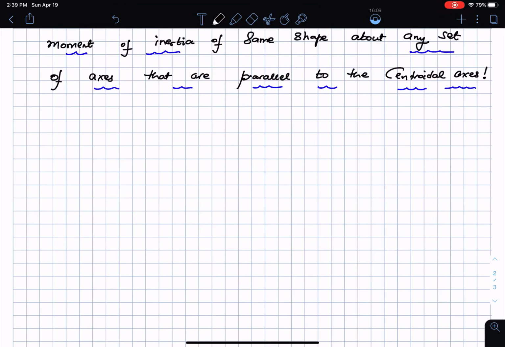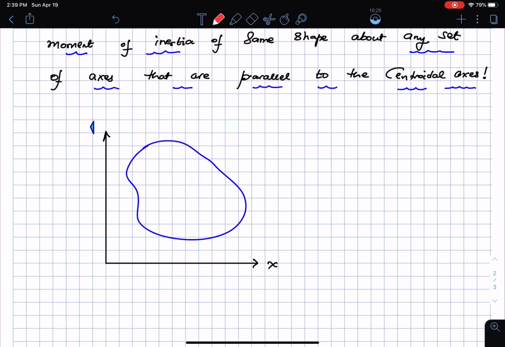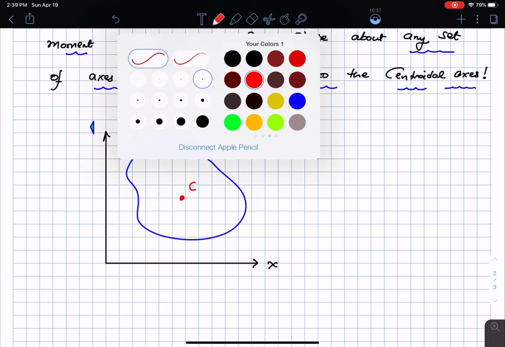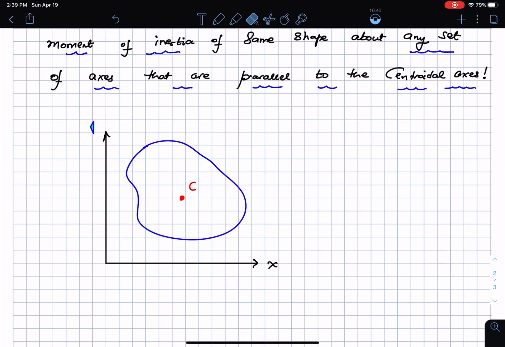I have a set of axes which I'm going to call x and y first. This is the y-axis, and this is the x-axis. Then I have an arbitrary shape, and let's say that the centroid of this arbitrary shape is sitting here. This is the centroid C of the arbitrary shape. Let's say that I have a pair of centroidal axes, which I'm going to label as x bar and y bar. And one of my labels here has vanished into thin air.